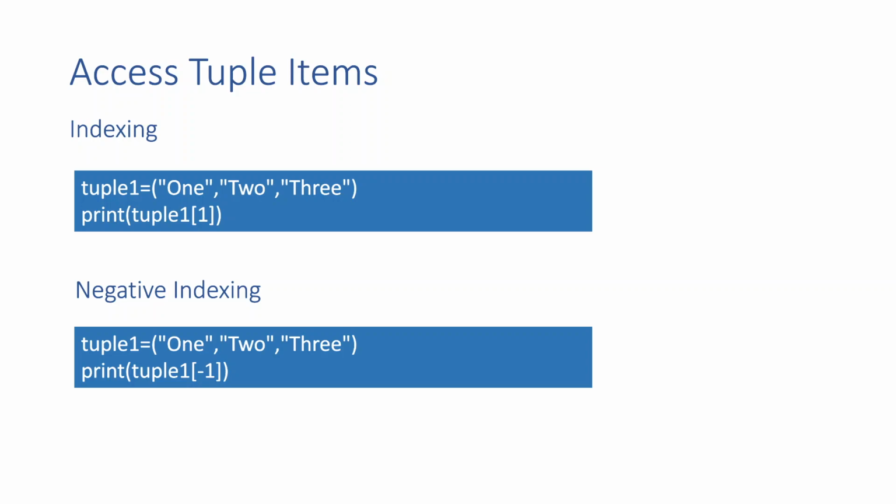And coming to the next topic, how do you access tuple items? If you have followed my list video, this is something very similar to that. There's a concept called indexing and negative indexing in Python, through which you can identify a particular tuple item from the list provided.